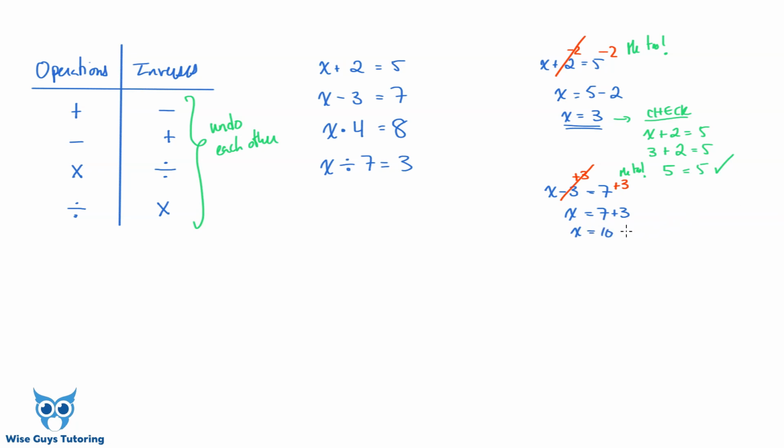But that's not enough. You've got to check yourself before you wreck yourself, right? So let's do a quick check. I'll put my original equation in here, which is x minus 3 equals 7.